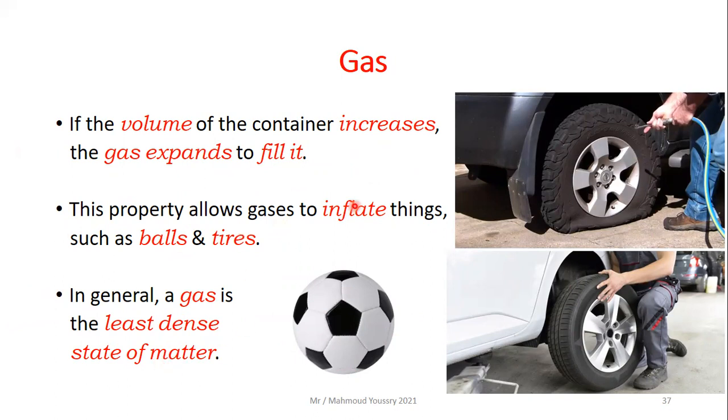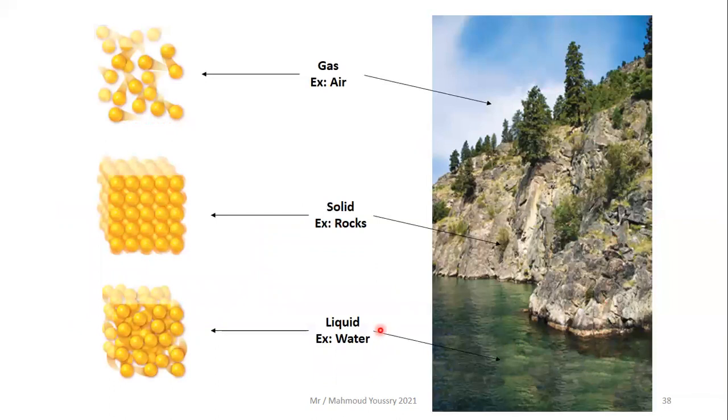So arranging matter according to density, solids are the densest state of matter, then liquids, and the least dense state of matter is gases. Here, as you can see from this picture, the air is a gas, there are solids like rocks, and this is the arrangement of the particles, and the liquid, this is the water.